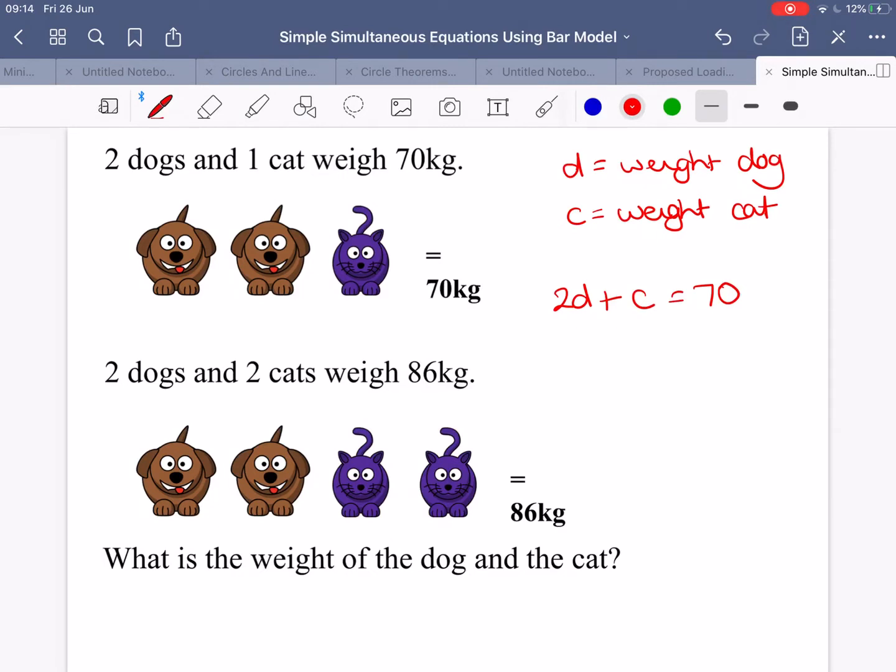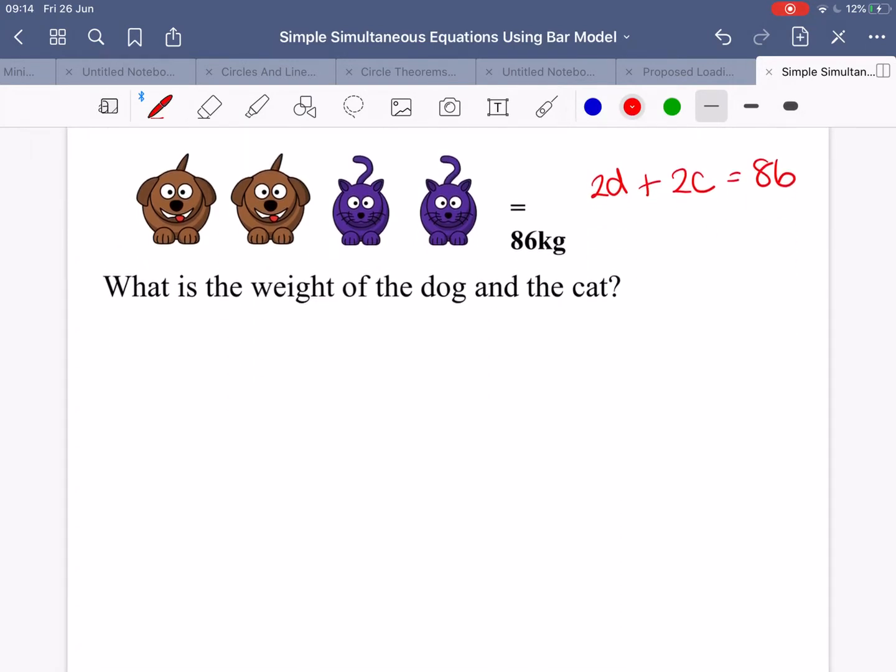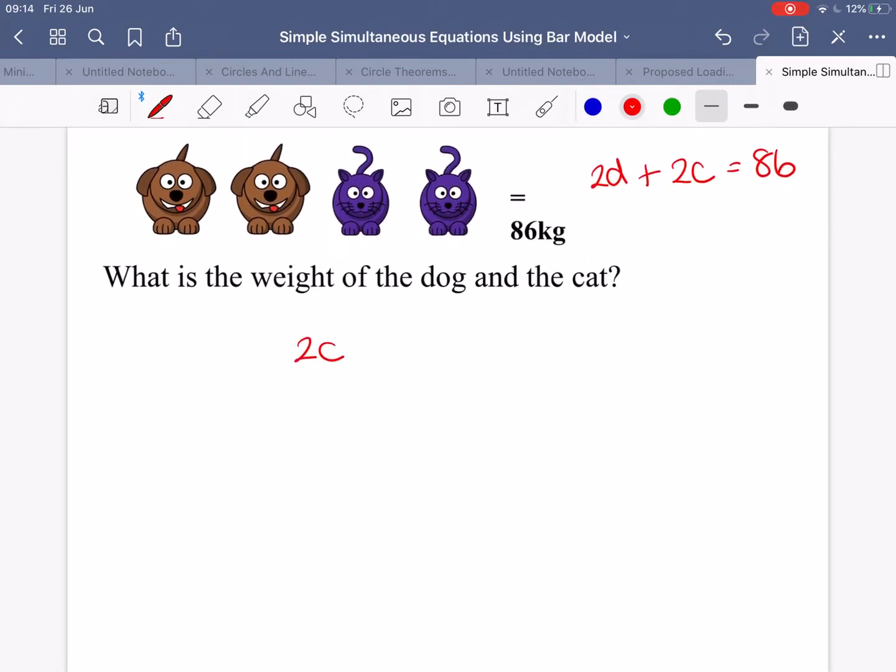And then if we look at the second one, we've got the weight of 2 dogs plus 2 cats, so we've got 2D plus 2C equals 86. And these are our 2 what we call simultaneous equations. And so I'm going to write these under here. So 2D plus C equals 70 and 2D plus 2C equals 86.